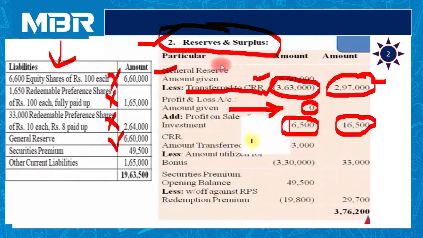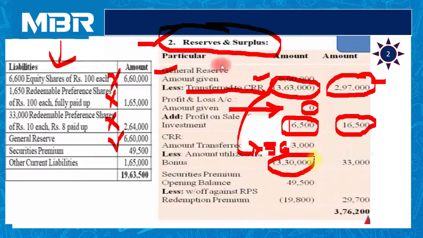Then CRR account. We have transferred rupees 3,63,000 to CRR. Simply you can connect the information from here. We have transferred rupees 3,63,000 from general reserve to CRR. So 3,63,000, and out of this CRR 3,63,000 we have issued bonus of rupees 3,30,000.